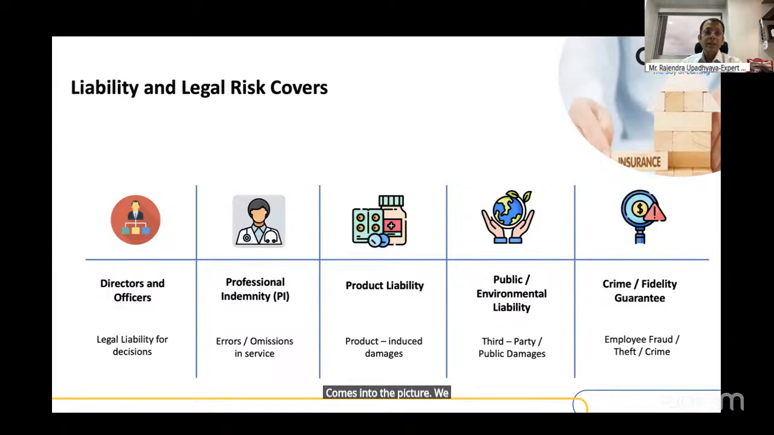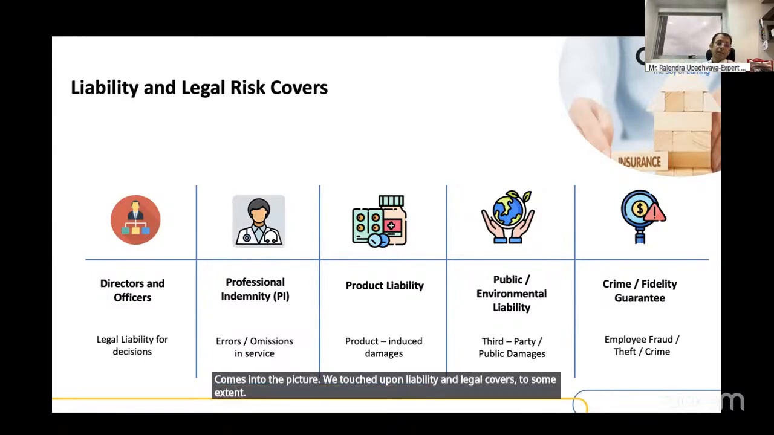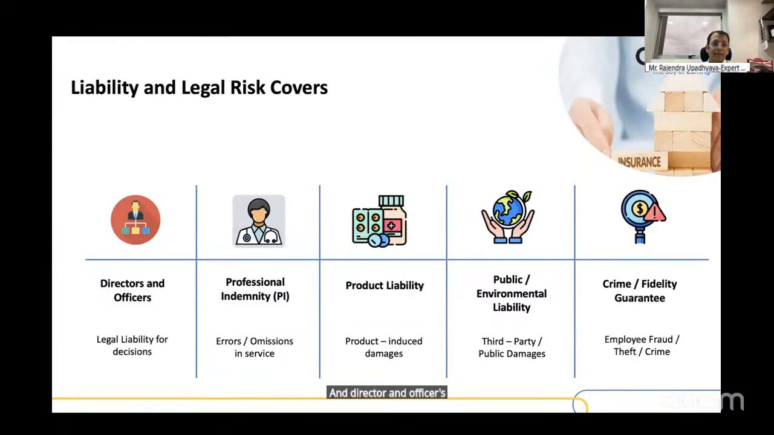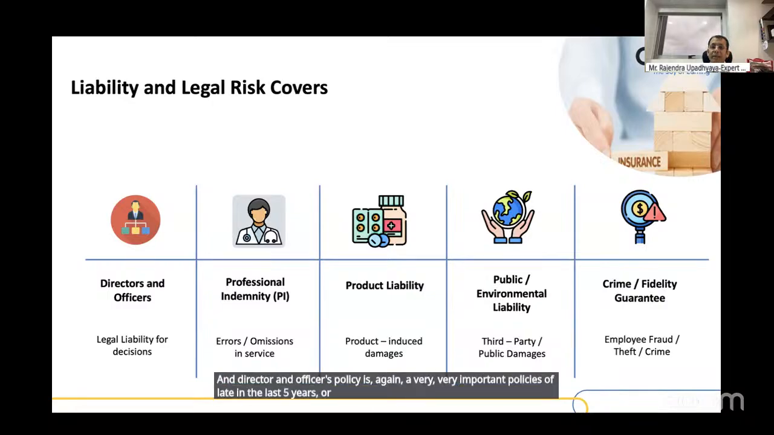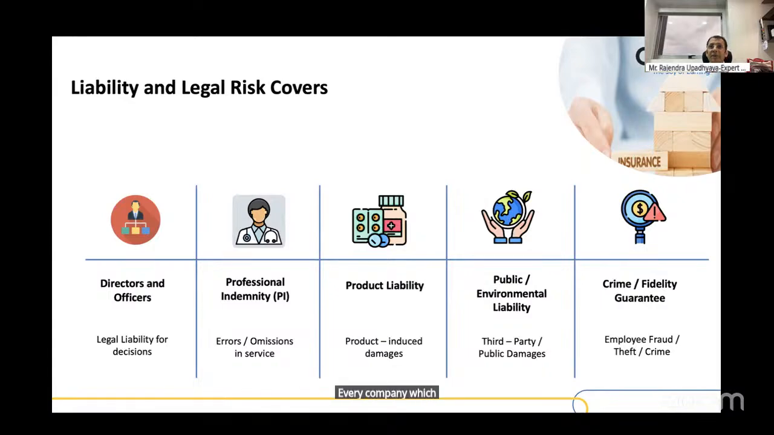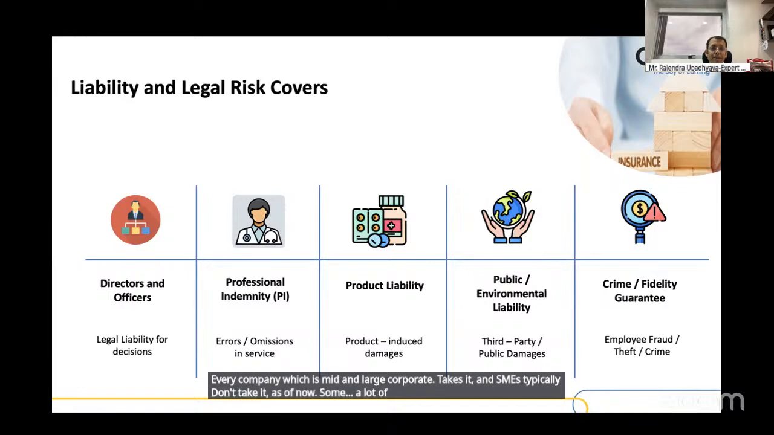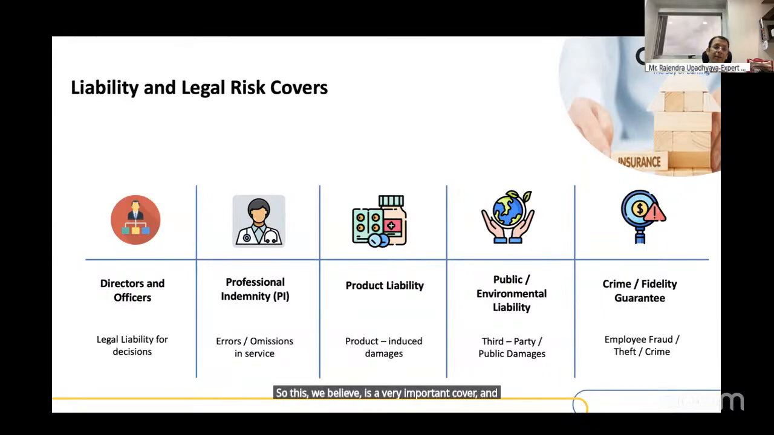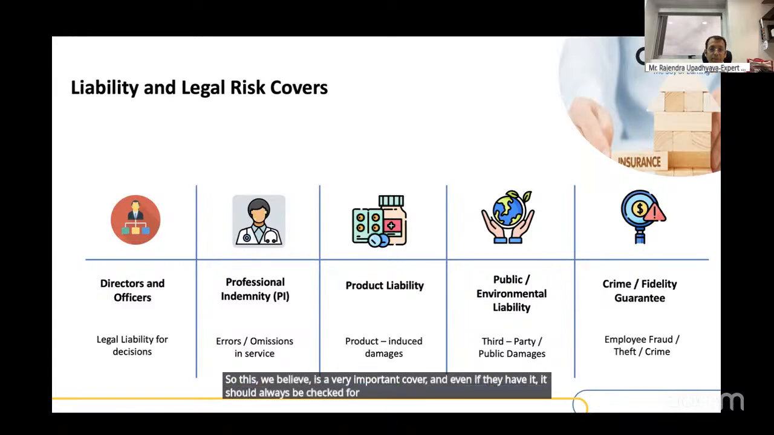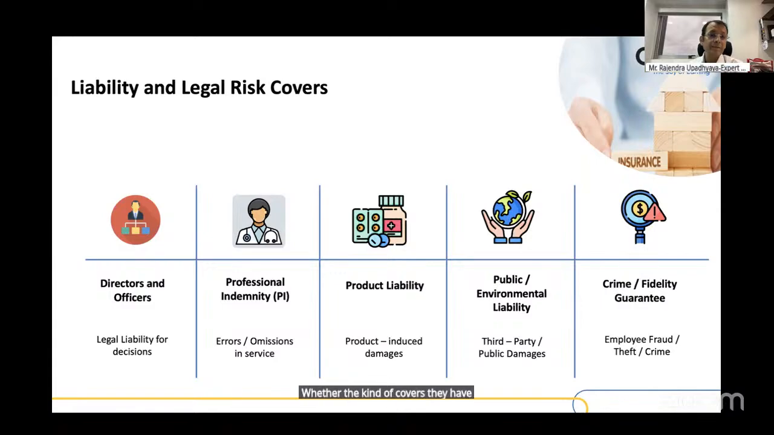We touched upon liability and legal covers to some extent, and the directors and officers policy is again a very, very important policy. In the last 5 years, or maybe actually the last 10 years, this policy has seen huge uptake. It has become almost like a commodity in the corporate sector. Every mid and large corporate takes it, and SMEs typically don't take it as of now. A lot of SMEs may or may not be taking this. We believe it is a very important cover, and even if they have it, it should always be checked for adequacy. Whether the kind of covers they have taken is enough.